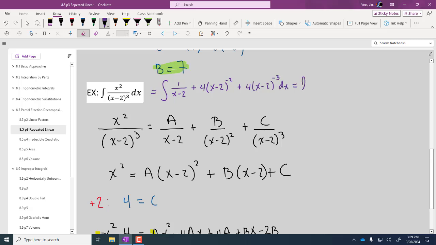So our final answer: natural log, absolute value, x minus 2. Then we do the power rule twice. Add 1 to the exponent, we get negative 1. Divide by that negative 1, that's going to give us a negative 4. And a power of negative 1 just pushes that factor into the denominator. So 4 over x minus 2.